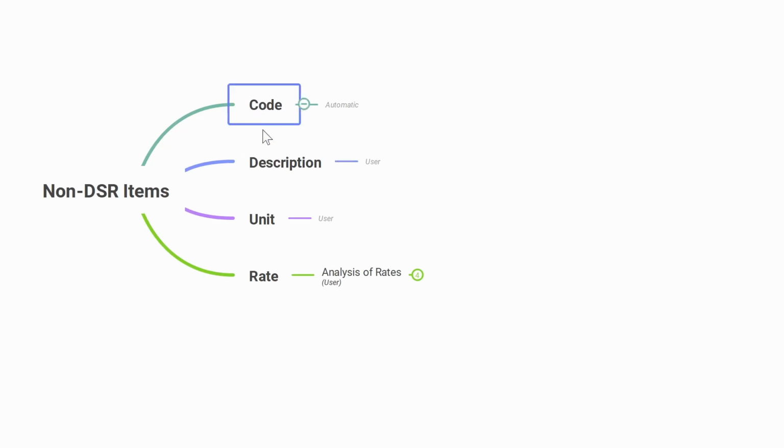You have a code, you have a description, you have a unit, and then you have a rate, which is created by an analysis of rate, which consists of many other things. So we'll look at this one by one. First is the code. Inside Costimator, this is going to be automatic. You do not have to do anything about it.